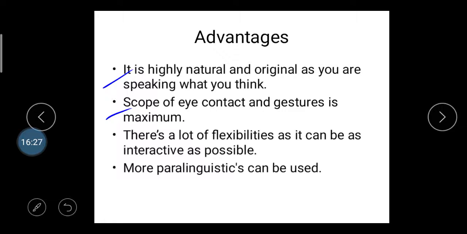Then the third one, there is a lot of flexibility as it can be as interactive as possible, because you cannot have any time for preparation. So at that time the flexibility of the speech is very high. Then after, more paralinguistics can be used because whenever you give a speech on the time, it has a good impact and you can use your own quotes, your own sentences, your own ideas. Okay, then what are the disadvantages of this impromptu speech delivery method?